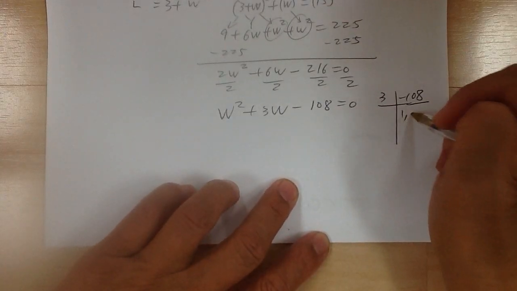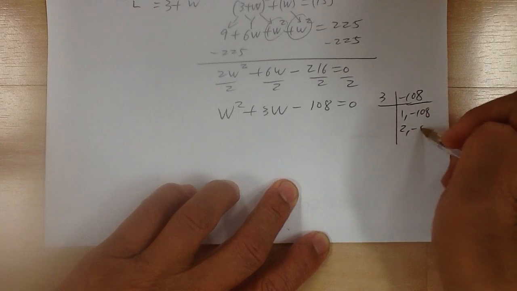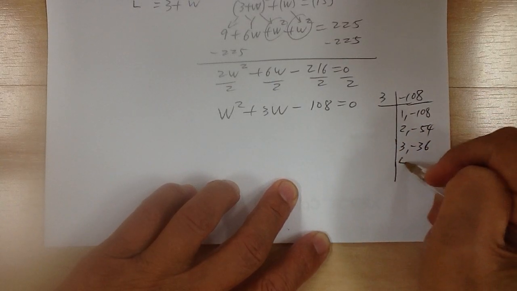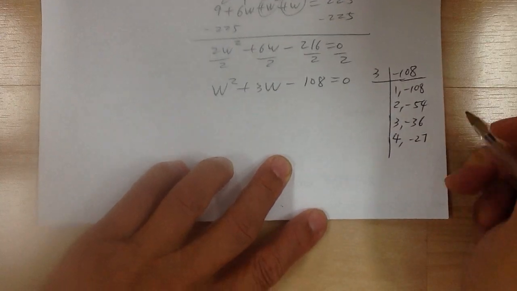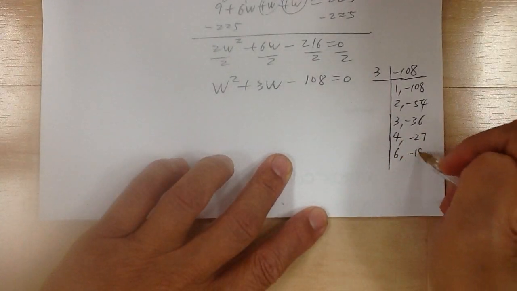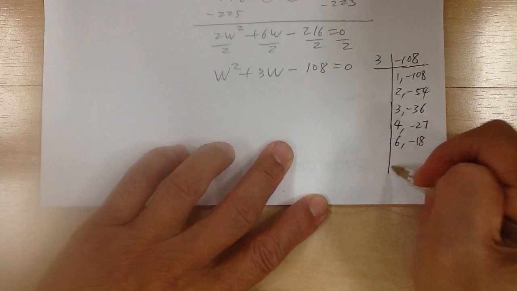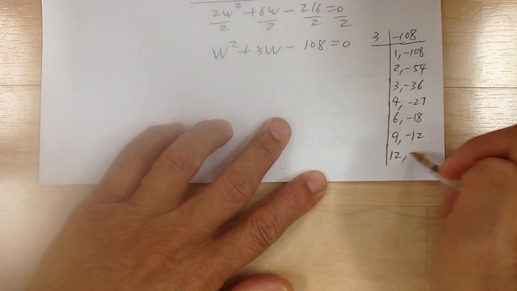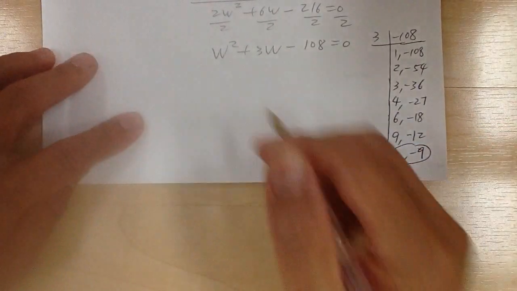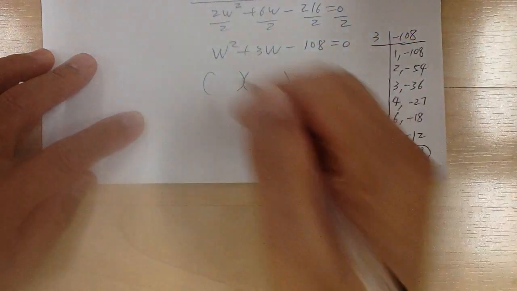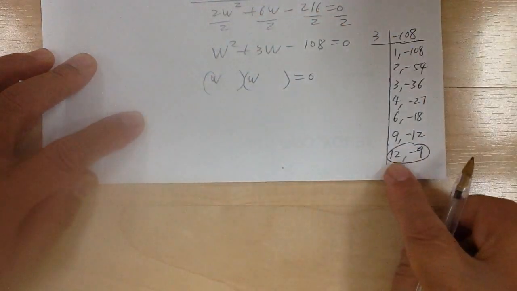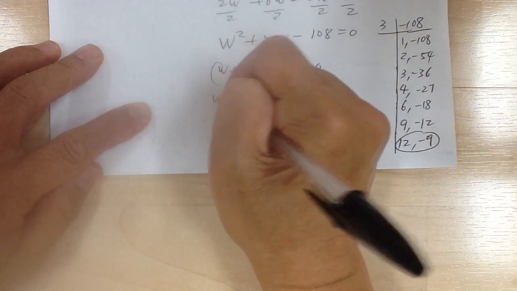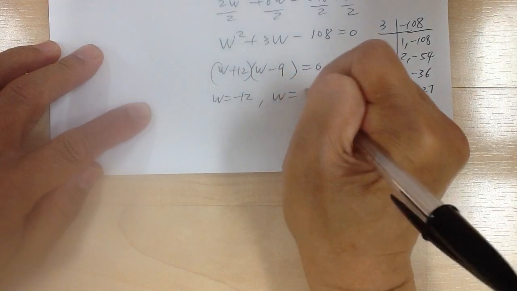Just start with 1 comma negative 108, 2 comma negative 54, 3 comma negative 36, 4 negative 27, 5, 6 negative 18, 7, 8, 9 comma negative 12. So from here I can say I need to get 12 and negative 9. So I get w and w. So these two numbers would be plus 12 and minus 9. So from here I get w equal to negative 12, w equal to 9.